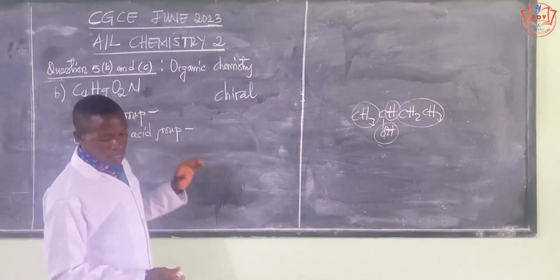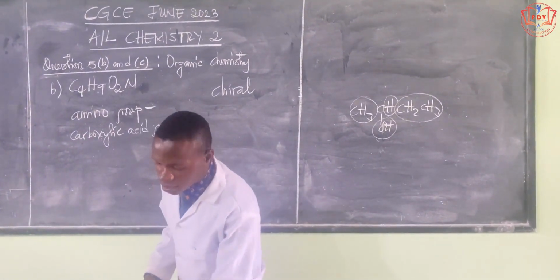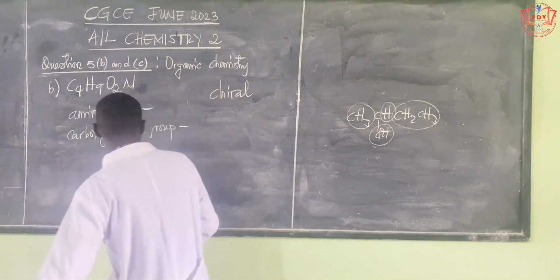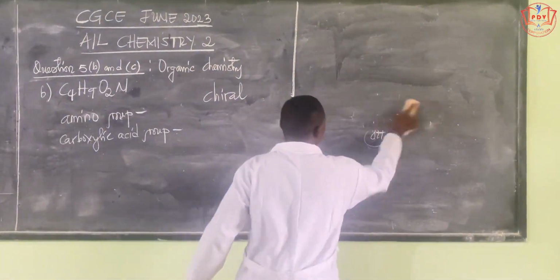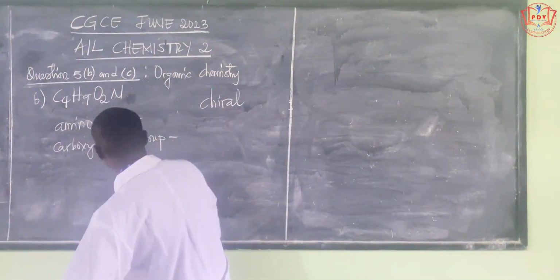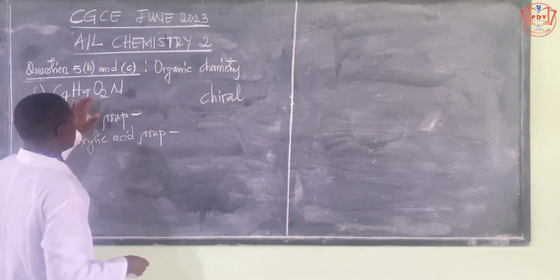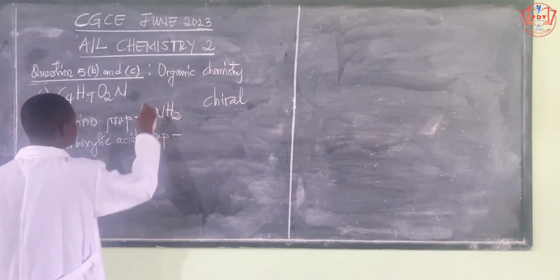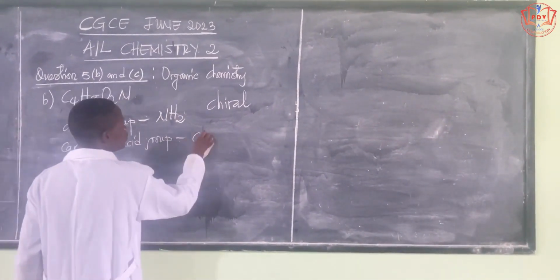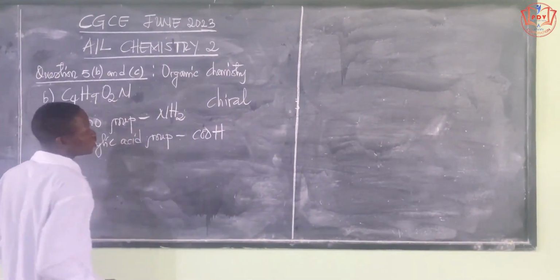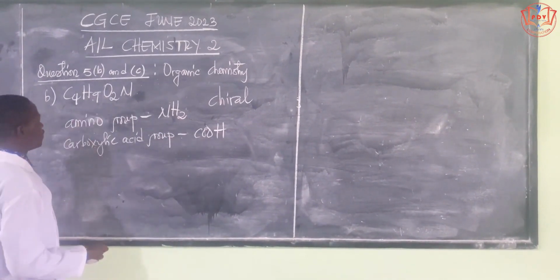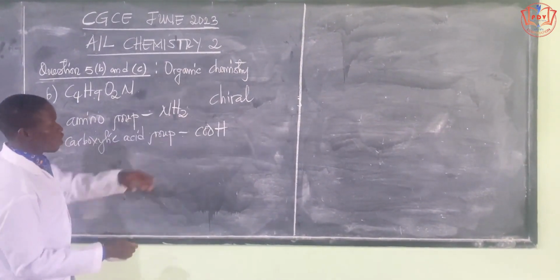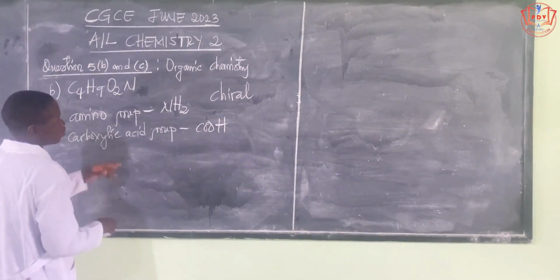Now, next question says, give the optical isomers of the compound. Let's give the optical isomers. Before that, we must write the structure of the compound. The compound contains the amino group. Amino group is NH2. Carboxylic acid group is COOH. So let's write the structure of the compound. We are going to have, these 2 groups are already present, right?